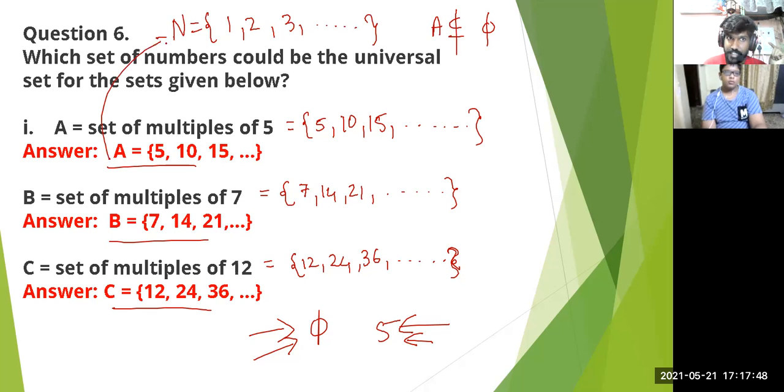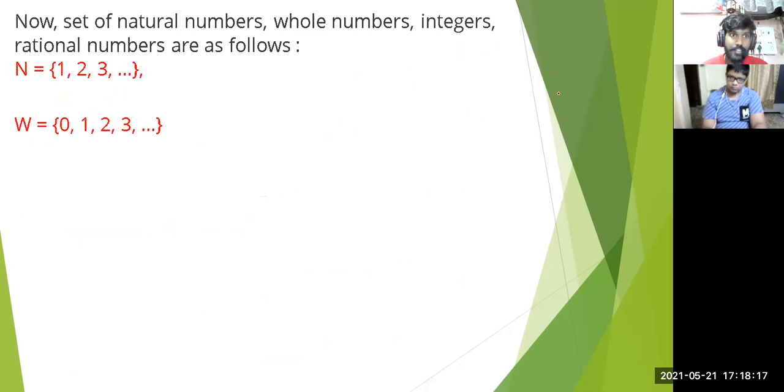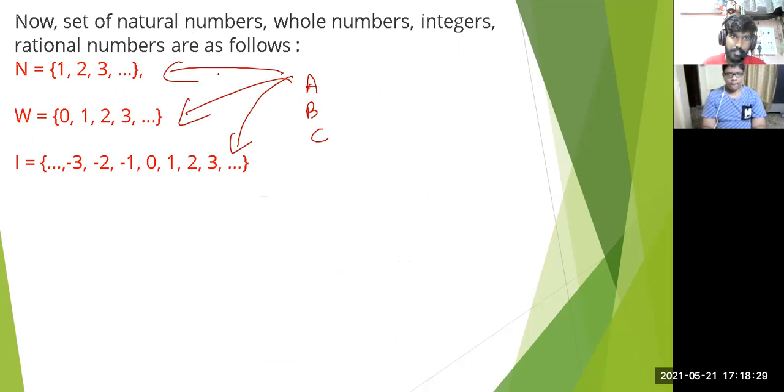Is A inside this? Yes, sir. Is B inside this? Yes, sir. Is C inside this? Yes, sir. So can this be the universal set? Yes, sir. Can you think of something else now? Whole numbers. Yes, correct. Whole numbers can also be the universal set. 0, 1, 2, 3, and so on. Are there any more possible? Integers. Yes, correct. We saw natural numbers, whole numbers. Integers also can be the universal set because A, B, and C are all inside this.